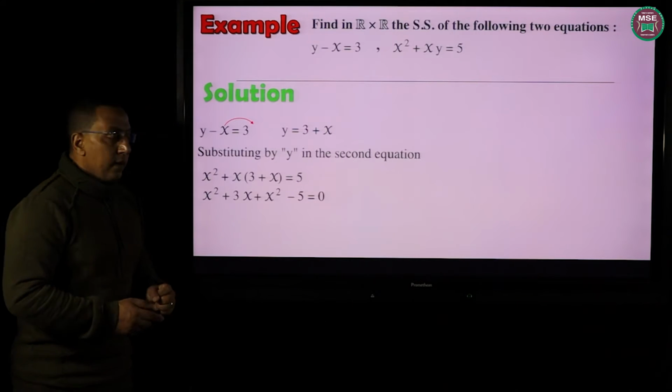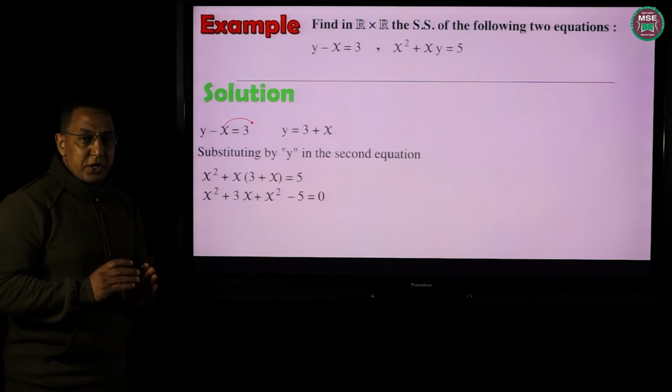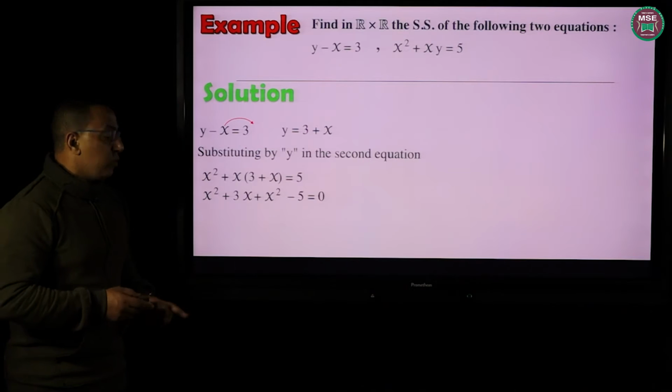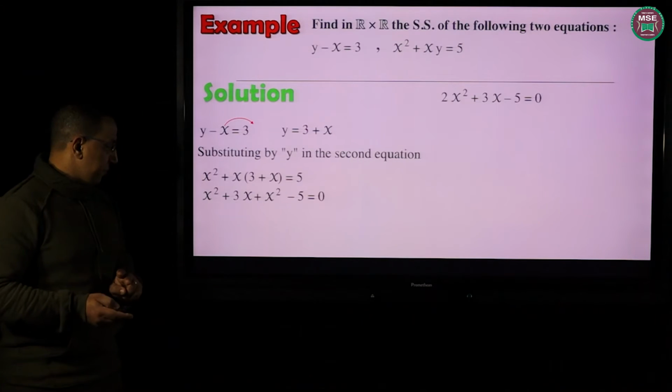Okay, now I'm going to collect the like terms, x power of 2 and x power of 2 equals 2x power of 2.